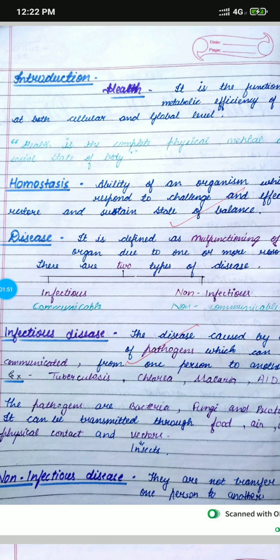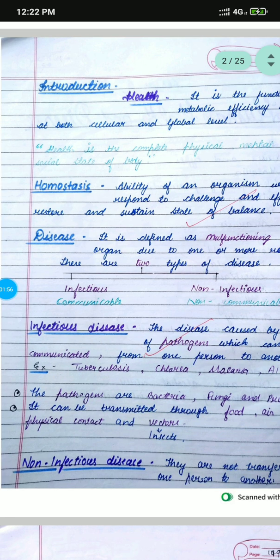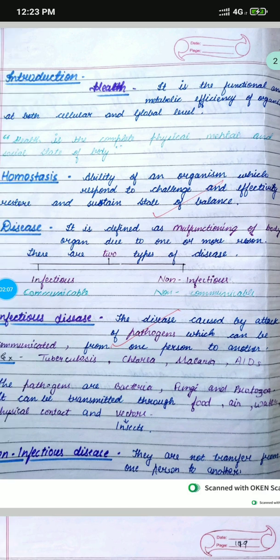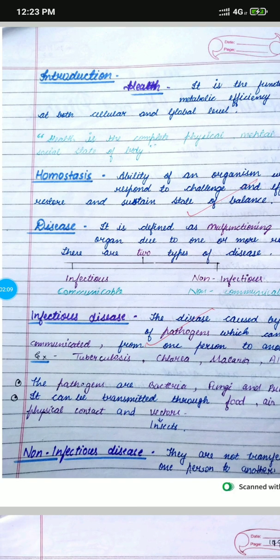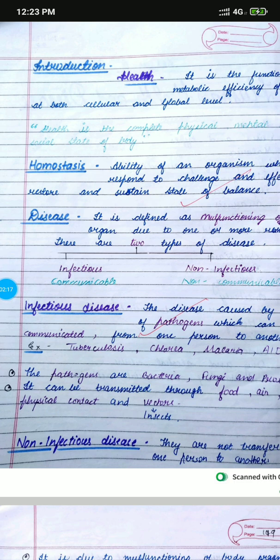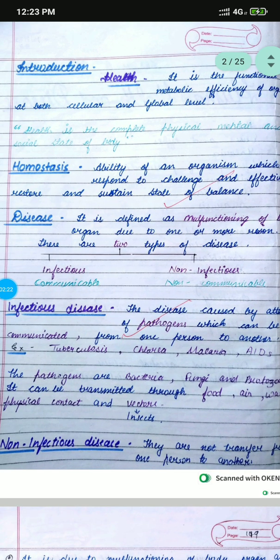Now, what is disease? A malfunctioning of a body organ is called a disease. It is of two types. One is infectious, which is communicable, and another is non-infectious, which is non-communicable. Infectious disease is caused only by a pathogen, which can be communicated from one person to another. Examples: tuberculosis, cholera, malaria, and AIDS. The pathogens involved in infectious disease are bacteria, fungi, and protozoa. It can be transmitted with the help of food, air, water, physical contact, and vectors.